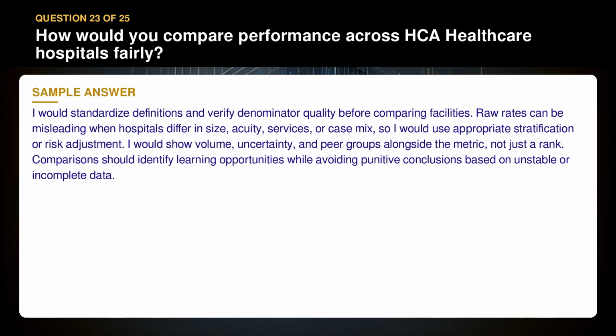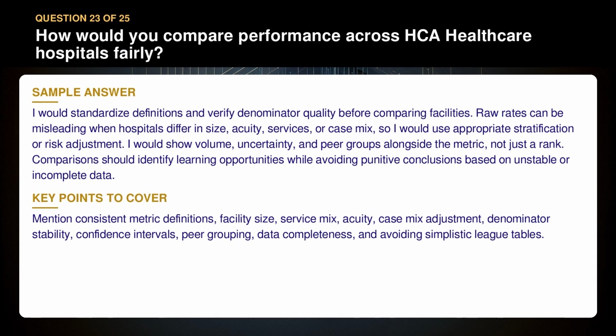Raw rates can be misleading when hospitals differ in size, acuity, services, or case mix, so I would use appropriate stratification or risk adjustment. I would show volume, uncertainty, and peer groups alongside the metric, not just a rank. Comparisons should identify learning opportunities while avoiding punitive conclusions based on unstable or incomplete data. Mention consistent metric definitions: facility size, service mix, acuity, case mix adjustment, denominator stability, confidence intervals, peer grouping, data completeness, and avoiding simplistic league tables.